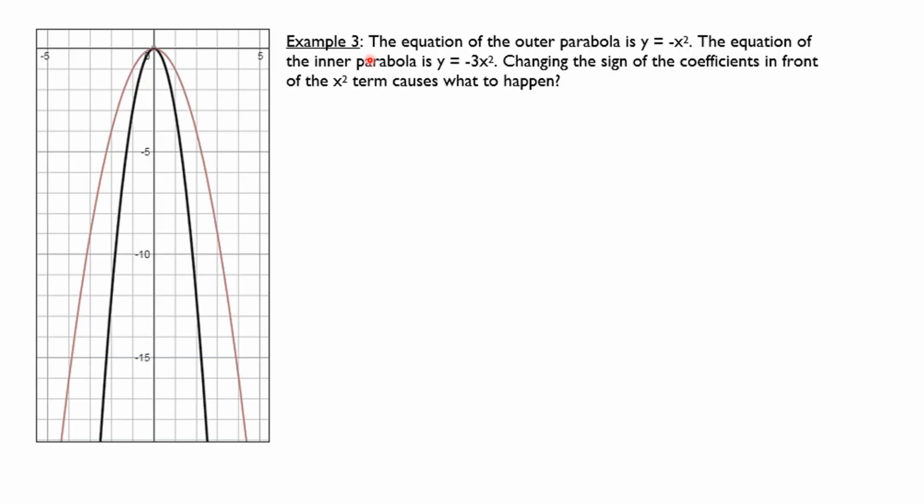Now we've got a different scenario. Here the equation of the outer parabola is y equals -x squared. So that's the red one. The equation of the inner parabola, the black one, is y equals -3x squared. This time we changed the sign of the coefficients. This time it's a -3 and a -x squared compared to the previous one, which were both positive. So what do you think changing the sign does? This question isn't asking what changing the number does, it's asking about the sign. So what's the difference between these two and the other two that we just did?